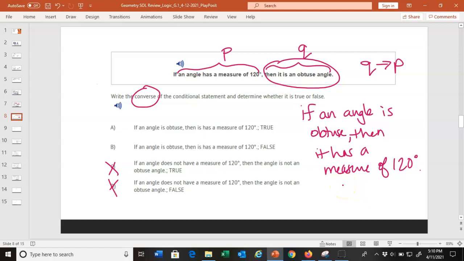No, right? You could have an obtuse angle and it could be 200 degrees. It could be 202 degrees. It doesn't have to be that. So it is false.